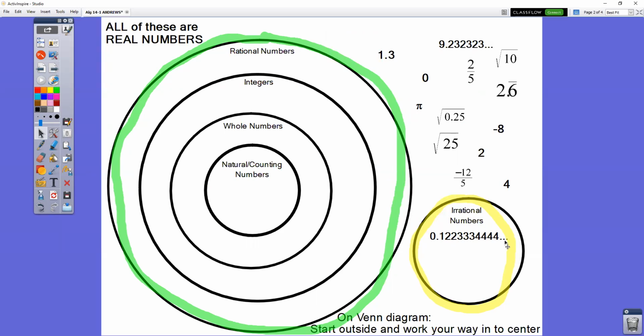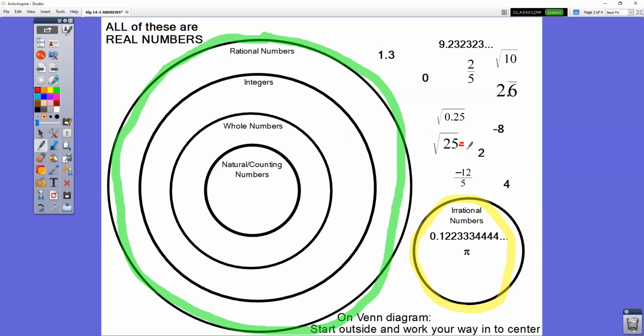0.122334444... Notice that it doesn't repeat and it doesn't end. It goes on forever. That's what the ... tells us. And you can't use the repeating sign anywhere. Pi, if you don't learn anything today, pi is the most famous irrational number. Pi is irrational. Also, when you have square roots like that, you need to actually calculate those, all right?